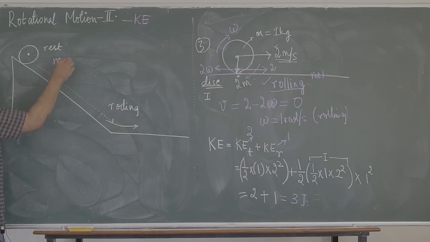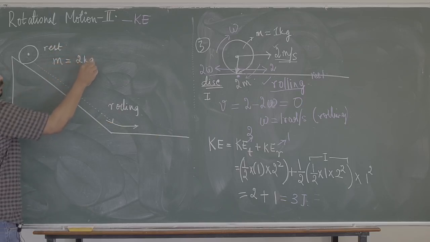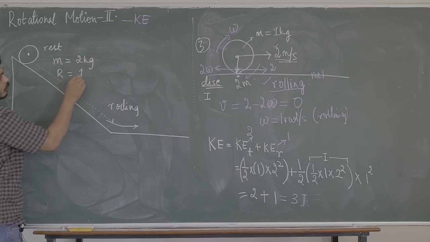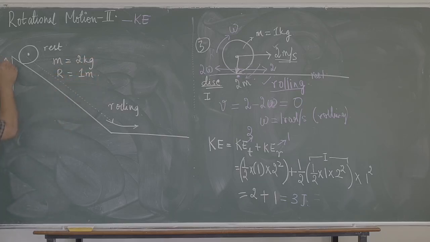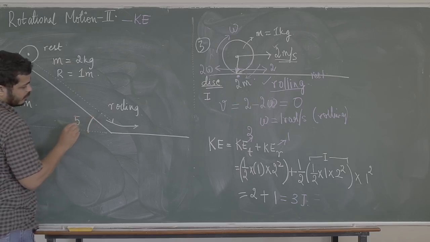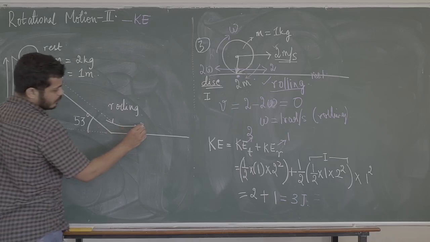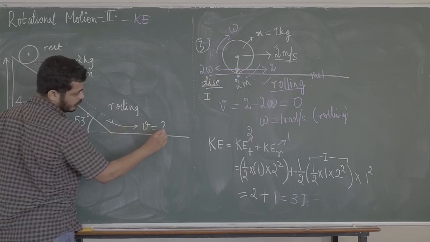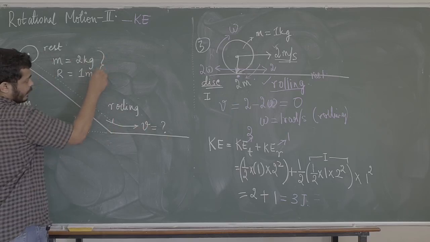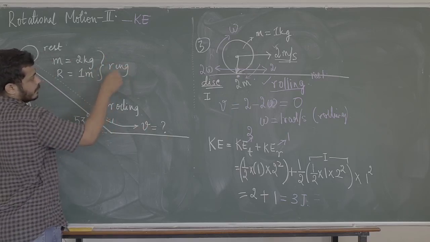Mass of the object is given as 2 kgs. Radius of the object is given as 1 meter, and the height through which it is rolling and falling down is given as 4 meters. That is the height through which the entire object is rolling. This angle is not given, but if you want, let us say this angle is 53 degrees. It's a 3, 4, 5 triangle. So in such a case, I am simply asking you, what is the velocity at this point? Provided that it is told this thing is a ring. Can you solve it?